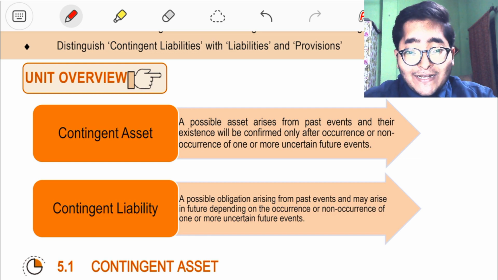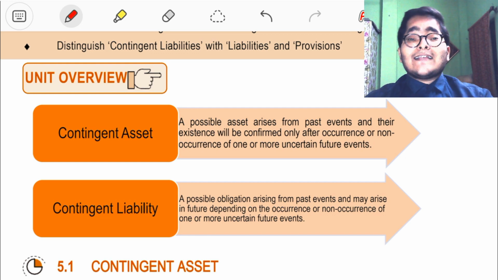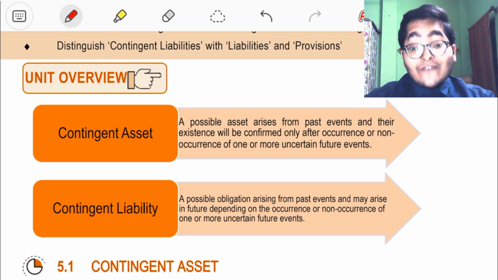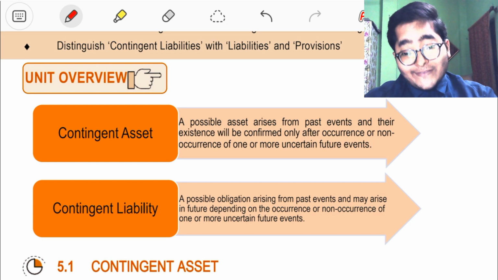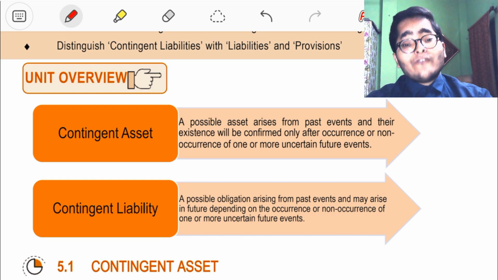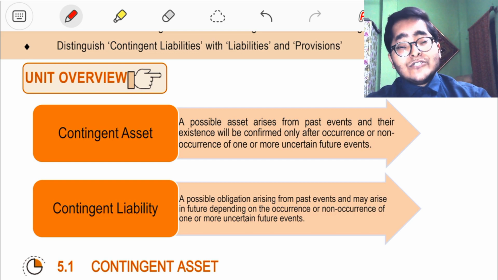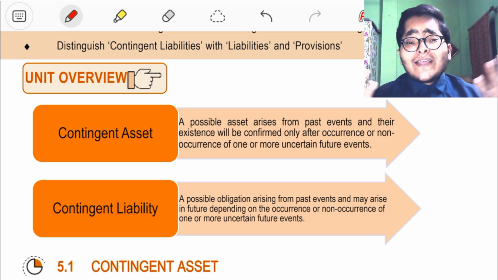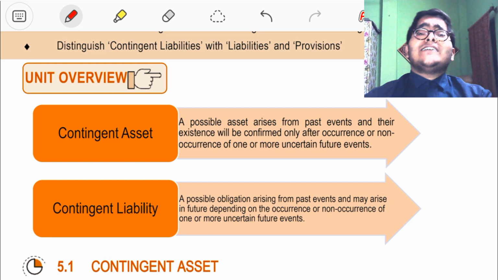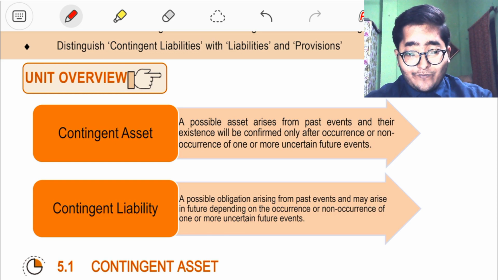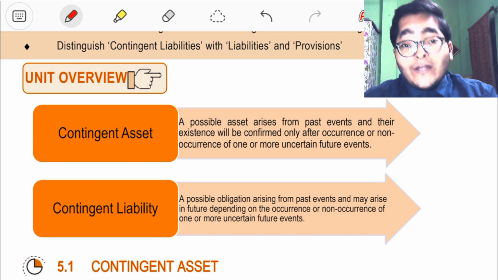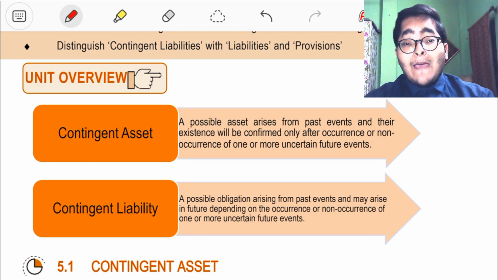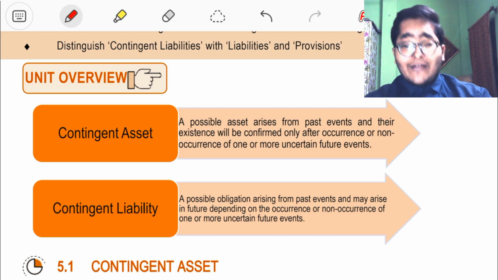Next, contingent liability. A contingent liability is a possible obligation arising from past events and may arise in future depending on the occurrence or non-occurrence of one or more uncertain future events. So, as we can understand, contingent asset and contingent liability are the opposite of each other. A contingent liability is a possible obligation that can be called an obligation or liability by the occurrence or non-occurrence of any future uncertain event.